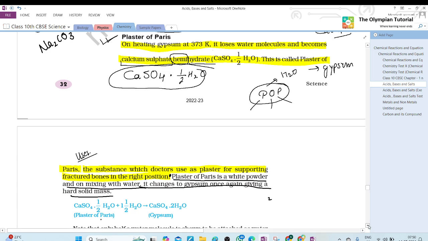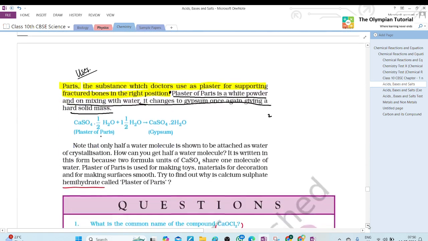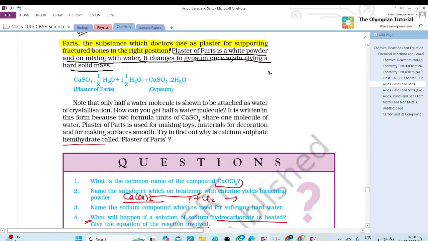So CaSO4 half H2O means plaster of Paris, here half, and in gypsum we know two molecules of water of crystallization, so it will react with 1.5 H2O giving gypsum.